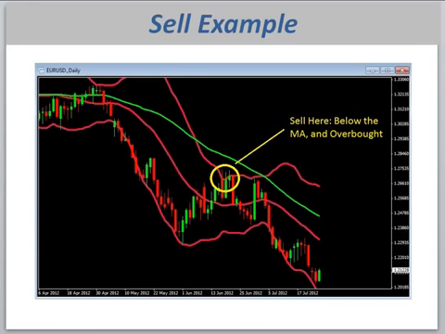And even though it was a negative trend, it still got into this overbought level. So we'd be selling here when the euro dollar gets overbought, as long as it stays below the 50-period moving average. Okay, so we're going to be selling. We want to sell weak things when they're rallying, and we want to buy strong things when they're selling off.